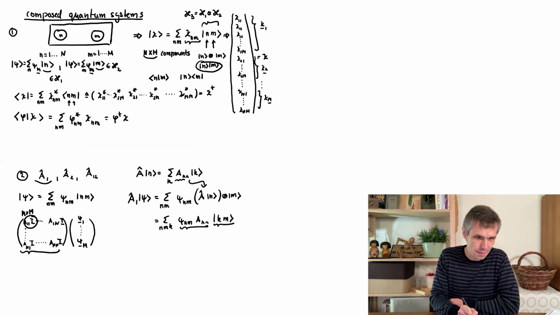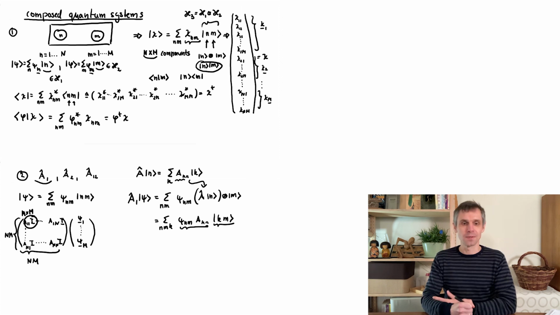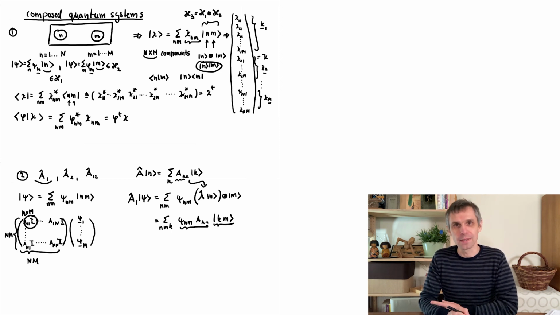So we have n times m entries in both directions. So this is a square matrix of exactly the correct dimensions to act on a vector in the Hilbert space of our composed quantum system.